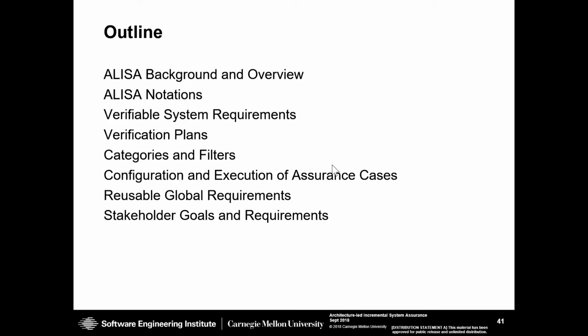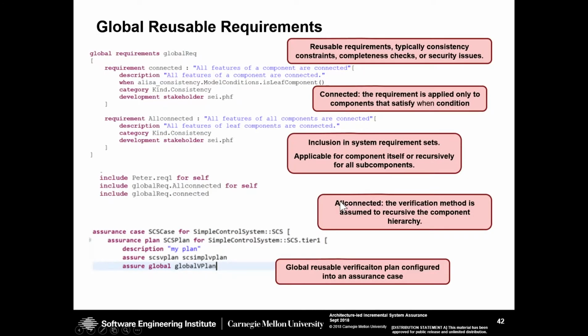Okay, we are on the home stretch. Let's take a look at global requirements that are reusable. The idea here is to write requirements that you tend to want to apply to a variety of system components, not just a specific one. Typically it would be some consistency constraint, like a design constraint that you want to have enforced. Like, for example, that you are only using periodic threads or whatever are architectural constraints you want to have.